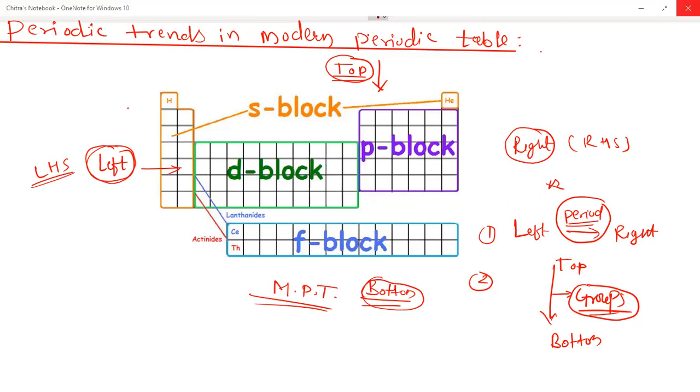Okay. So take a screenshot for that. Now we will understand the first periodic trend. Take a screenshot. Done? Okay. So now we are going to understand the first periodic trend.